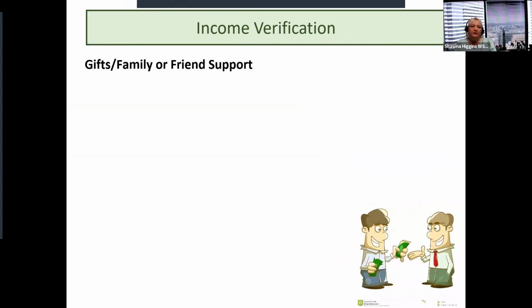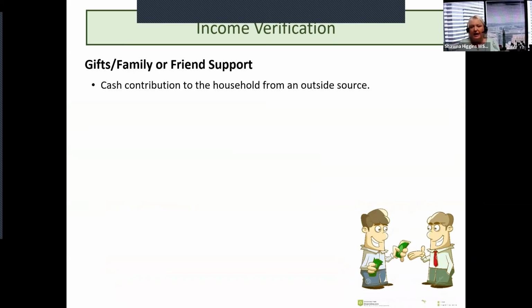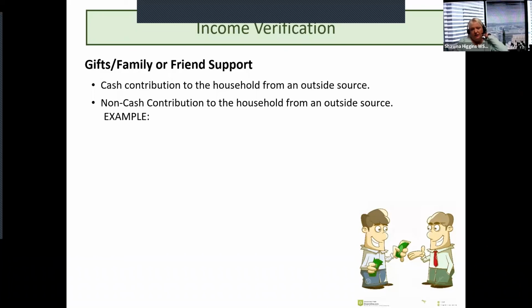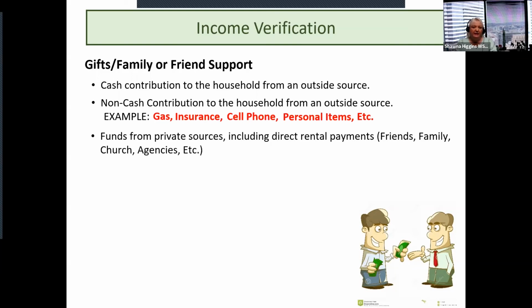All right, so now we're going to move into gifts from family, friends, support, churches. So any kind of cash contribution to the household that's from an outside source. So for instance, like I was talking about that dad who bought the gas for their child, that's considered a gift because it's every month. Non-cash contribution to the household from an outside source. So for example, gas, insurance, cell phone, personal items, etc. And then funds from private sources, including direct rental payments from family, friends, churches, etc.